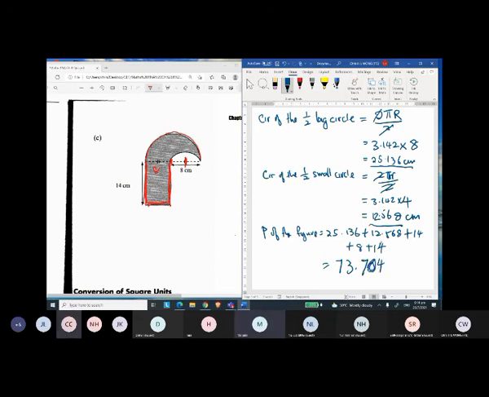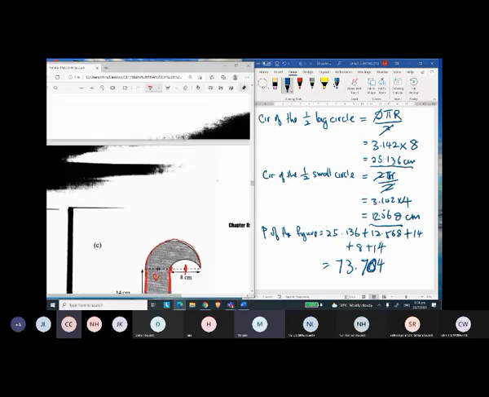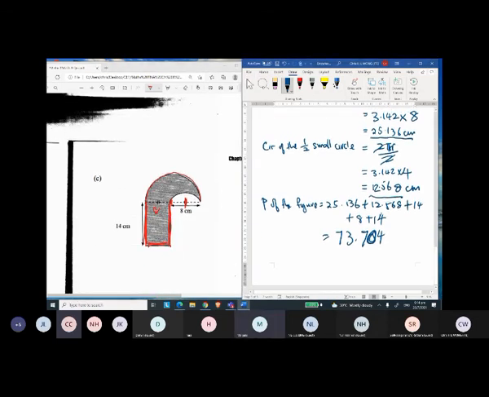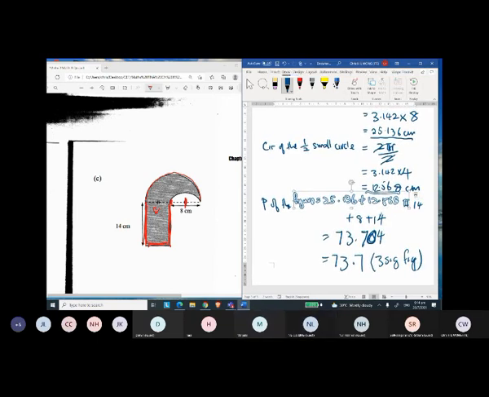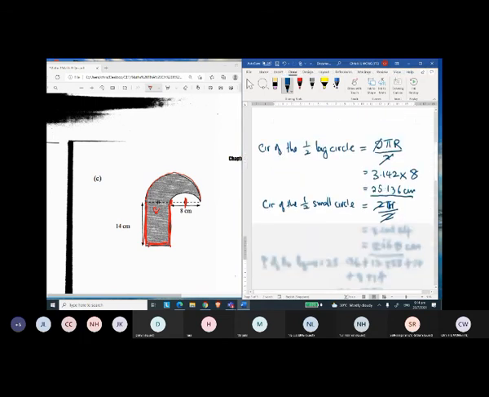Okay. Is there any three significant place? If it's three significant place, what's the answer? 74. Very good. 73.7. Correct, 73.7. You cannot take 74, because 74 is actually two significant place only. This is actually the perimeter.